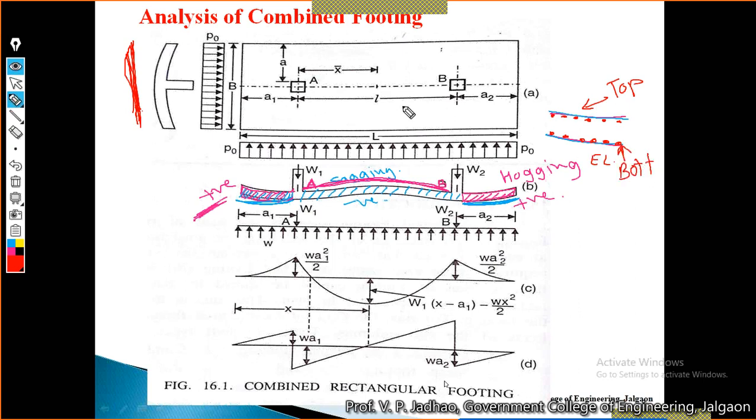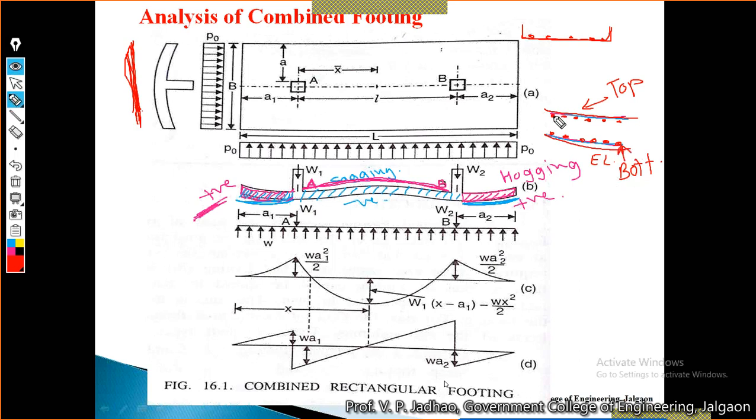In case of an isolated footing, as you have seen, generally there will be only one mesh. If the depth of footing is less, then we will be having only one mesh, that is the bottom mesh, which will be placed like this. But in case of your combined footing, we will be having two meshes, one top mesh and one bottom mesh.